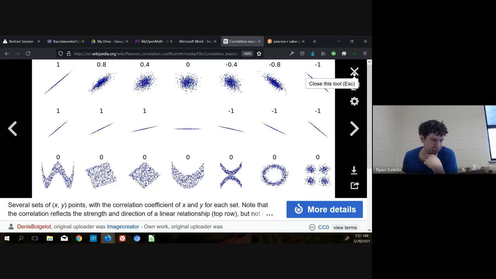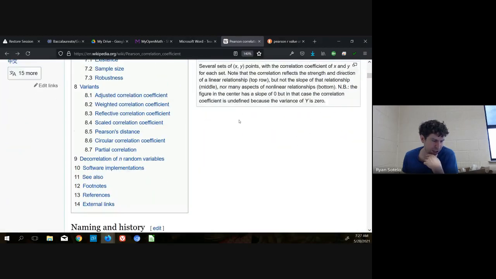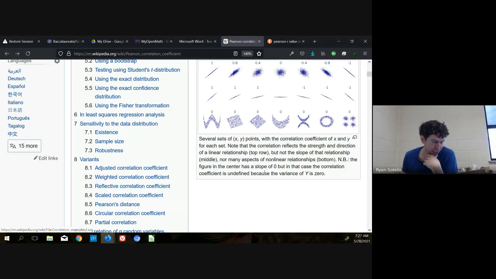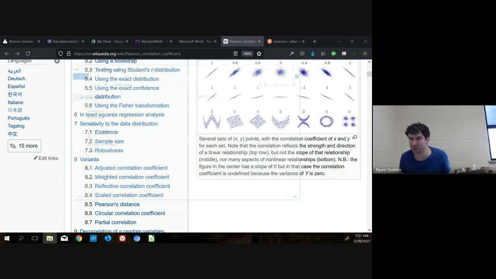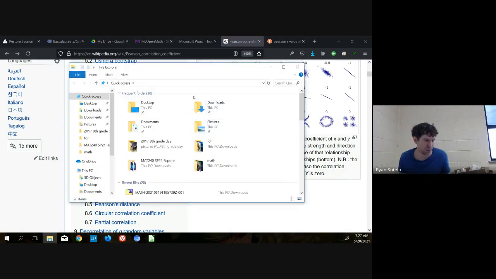When you're asked to calculate the best fit line, how do you calculate the line that fits the data? Let's see if I can pull that up real quick. I gotta go to my downloads folder.